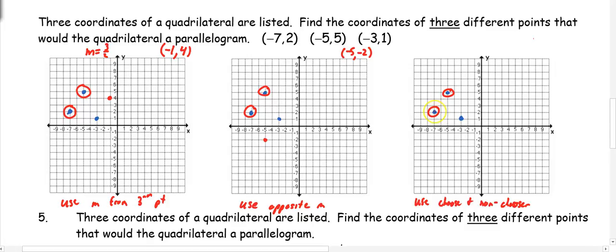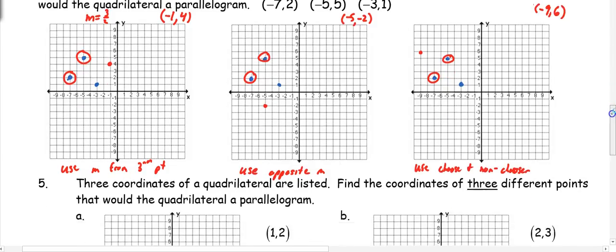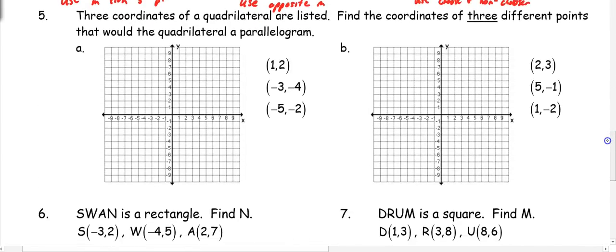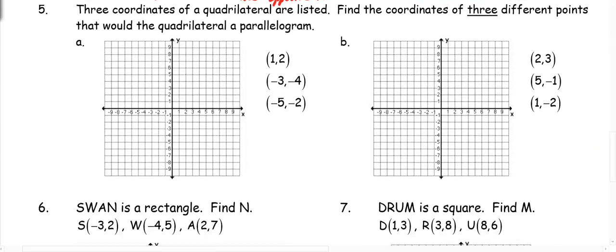So for the third one, when I find the slope is down 1 over 4, from the other dot, I'm going to do the opposite. So I'm going to go up 1 over 4. And I get that that point is -9, 6. So now we're going to try one more example. So given the 3 points that are listed, find the 3 points that would make it a parallelogram.